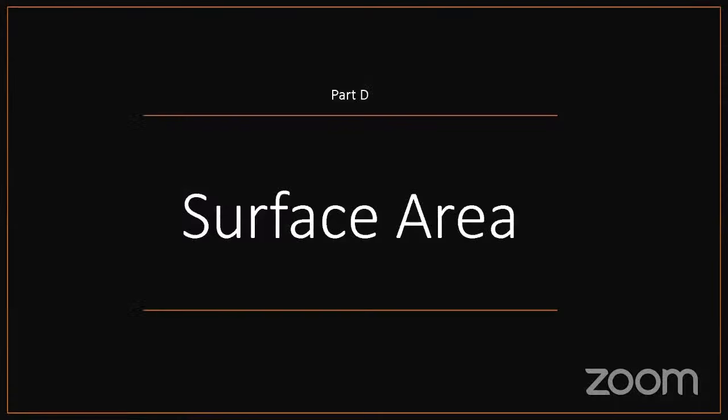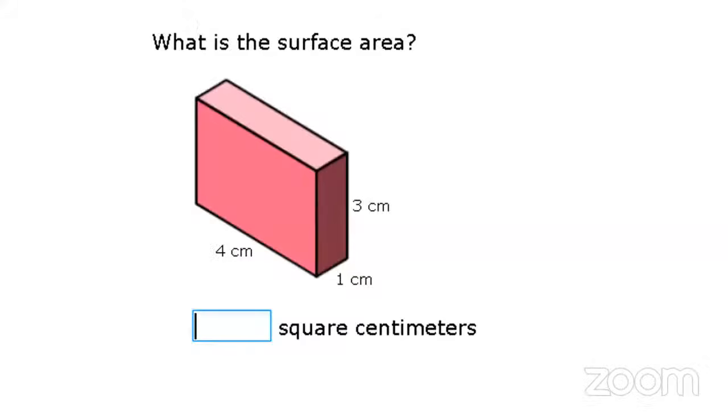Now we're going to look at surface area. Surface area has to do with the area of surfaces, but surface area is what we explore when talking about solids. So it means that we're talking about more than one surface, and we're finding the area for solids. So what is the surface area for this solid?